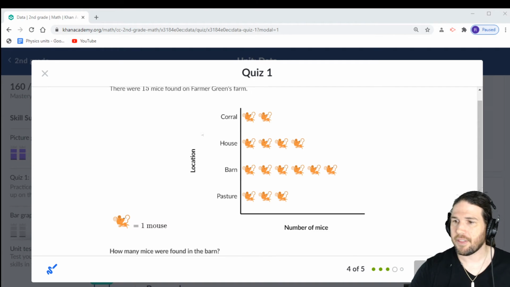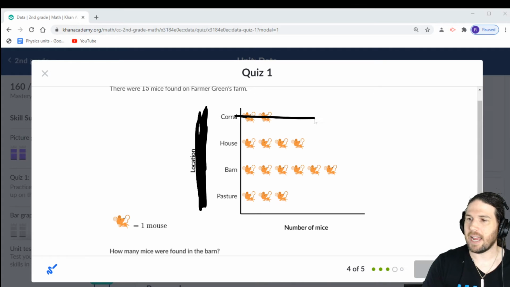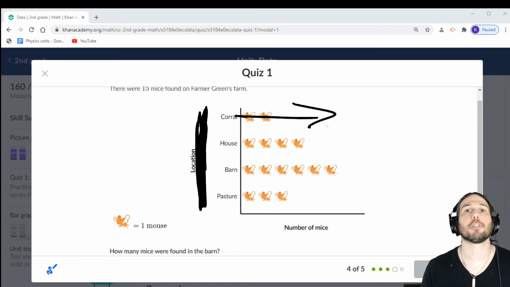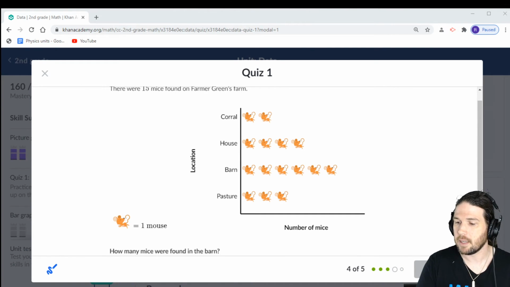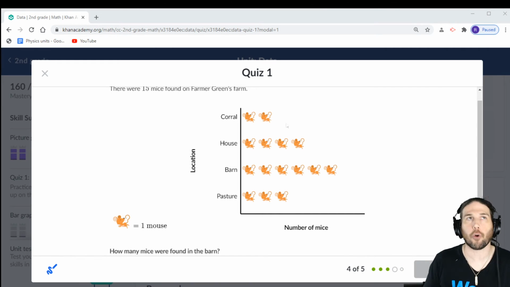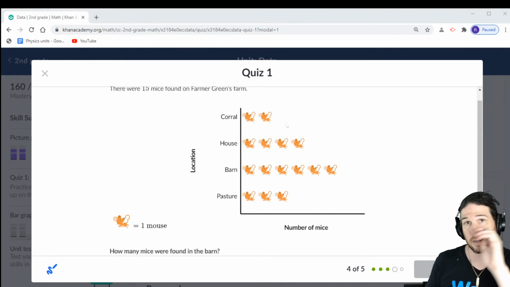Why is it that we've got our location is the vertical axis and we're counting up to the right instead of up? But it doesn't matter. Don't let it scare you, friends. It doesn't change the fact that there is a grand total of 1, 2, 3, 4, 5, 6, 7, 8, 9, 10, 11, 12, 13, 14, 15 mice all told. The actual order and sort of direction that we stack them up doesn't matter. Don't let it fool you.